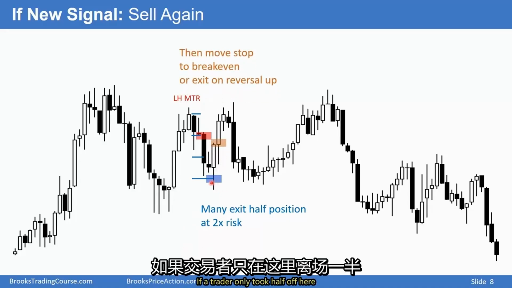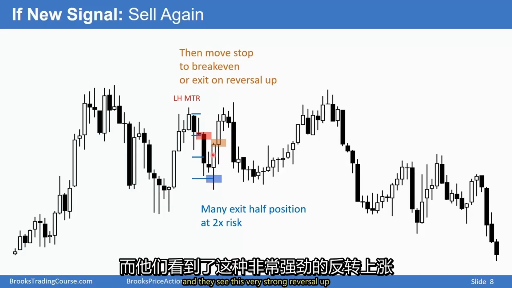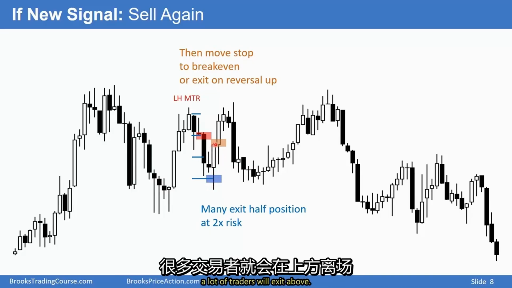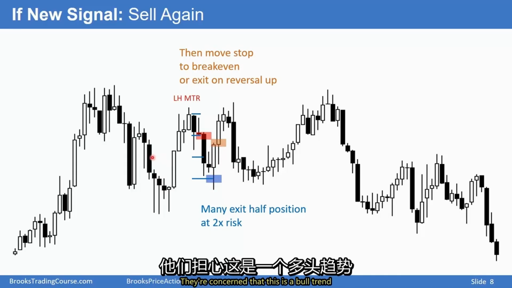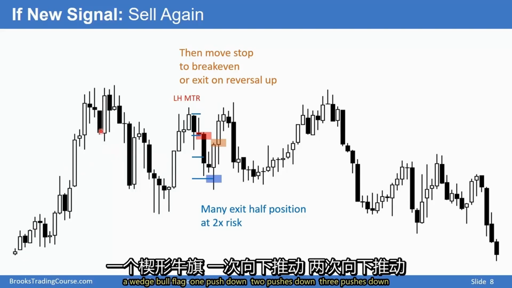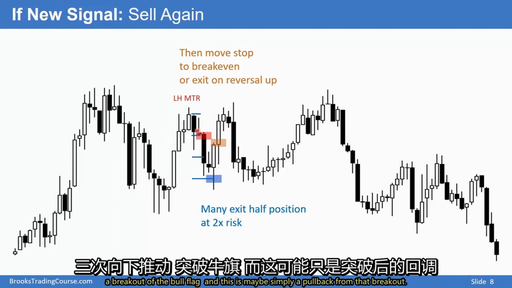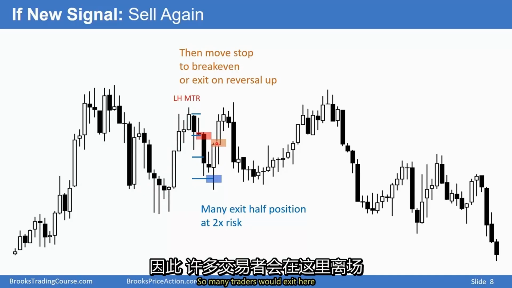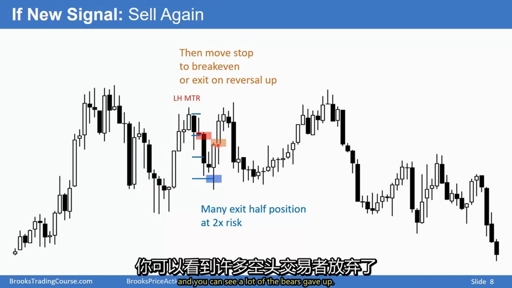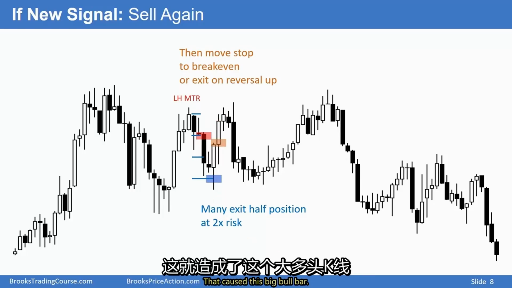If a trader only took half off here and they see this very strong reversal up, a lot of traders will exit above. They're concerned that this is a bull trend, a wedge bull flag, 1 push down, 2 pushes down, 3 pushes down, a breakout of the bull flag, and this is maybe simply a pullback from that breakout. So many traders would exit here, and you can see a lot of the bears gave up. That caused this big bull bar.